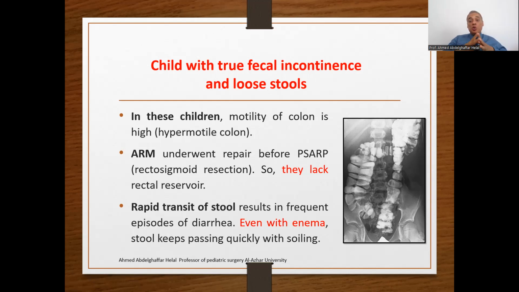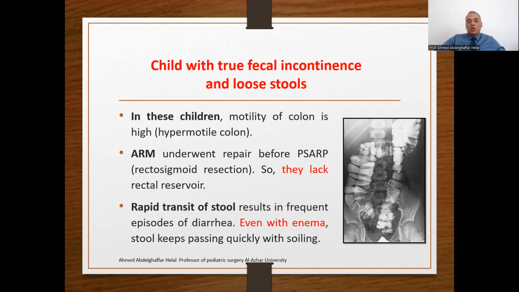Rapid transit of the stool results in frequent episodes of diarrhea. So even with a good enema, the enema cannot overcome the frequent and quick passage of the stool. So these are children not treated with enema. If you give them an enema, the enema cannot overcome it. There is hypermotility and the stool passes very quickly. You wash and then new stool will come. You wash, new stool will come.